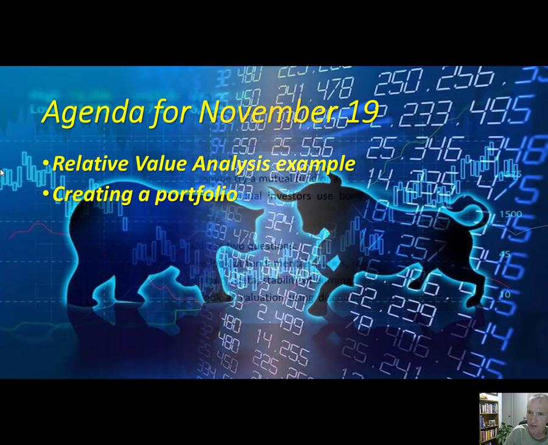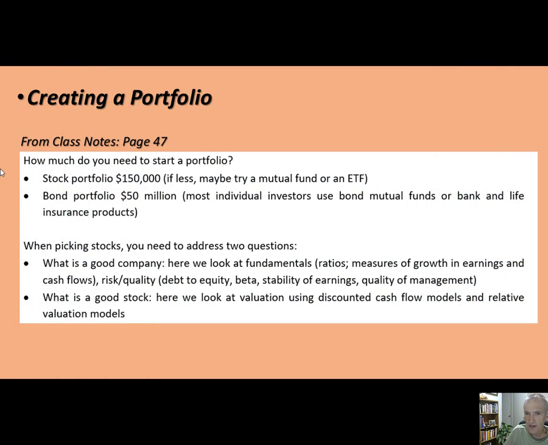So how do we do that? I'm going to go to page 47 of the notes. The first question is, how much money do you need to start a portfolio? If you have $4,000, $5,000, you're going to be buying mutual funds and ETFs. It's unlikely you're going to be putting your money in individual stocks. I mean, you could, but you're going to be really limited to do that. There are some stocks trading for $1,000.